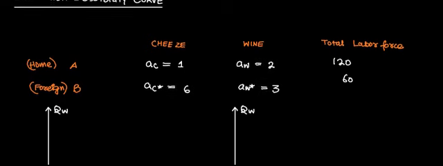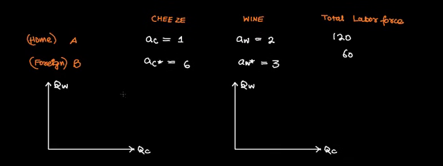And so, say for home, suppose all labor is employed in cheese production in home. How many units of cheese can it produce? 120. Because it takes 1 hour to produce one unit of cheese, and you have 120 labor force available to you, this is L upon a_LC, which is 120, and which is Q_C in the home country.